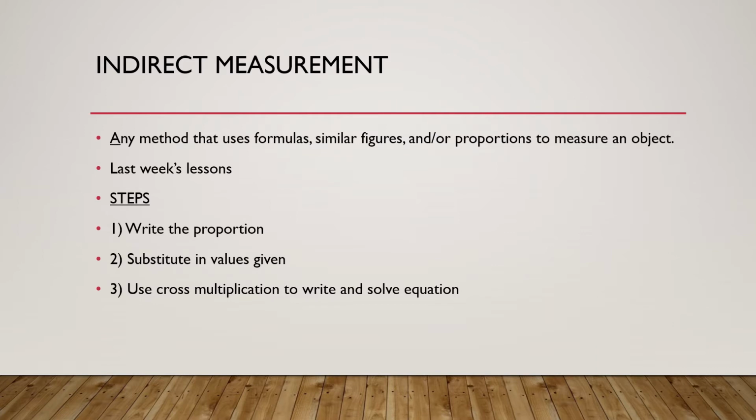An indirect measurement is any method that either uses a formula, similar figures, or proportions to measure an object. So think about last week's lessons when we were working with similar polygons and then onto just similar triangles, when we were setting up our proportions, we substituted in our values, and then we used cross multiplication and we wrote and solved an equation.